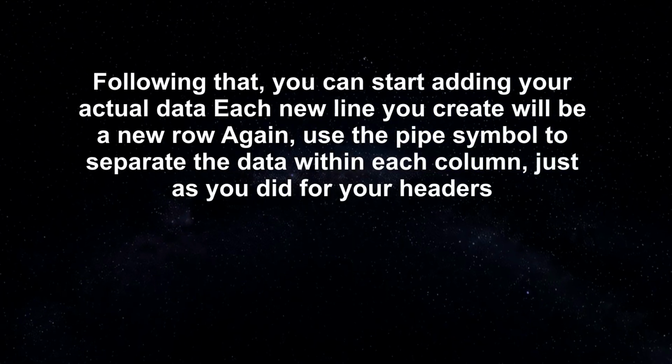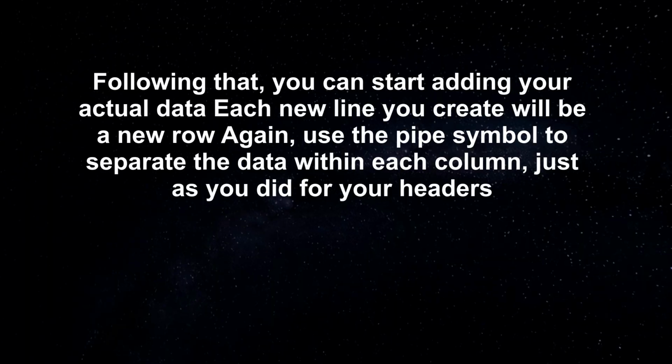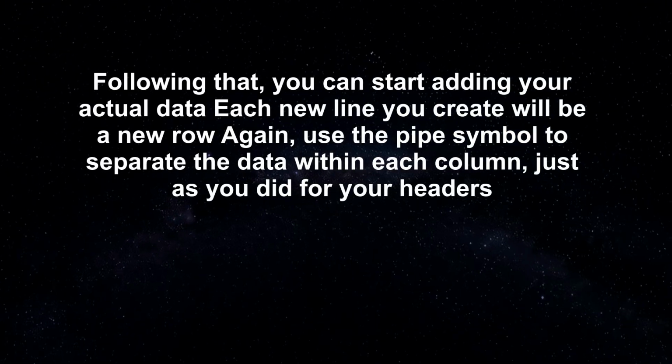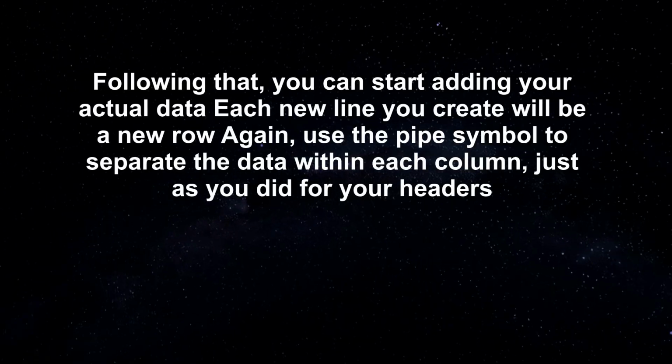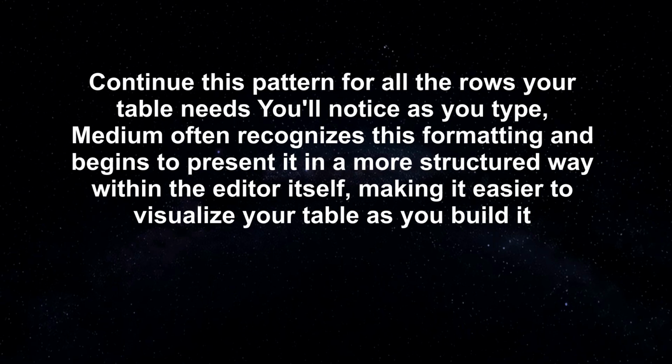Following that, you can start adding your actual data. Each new line you create will be a new row again. Use the pipe symbol to separate the data within each column, just as you did for your headers. Continue this pattern for all the rows your table needs.